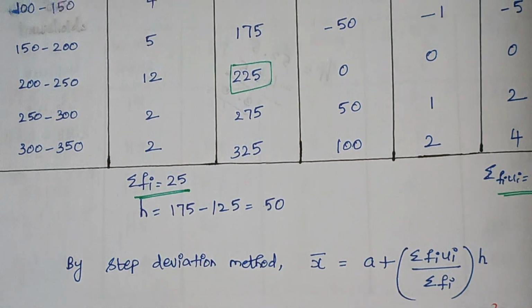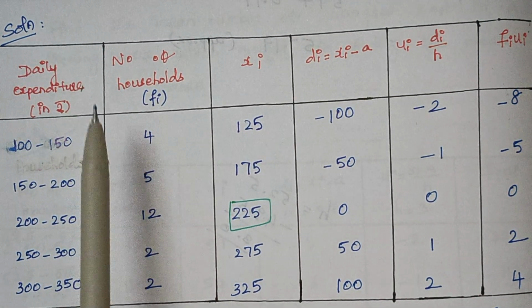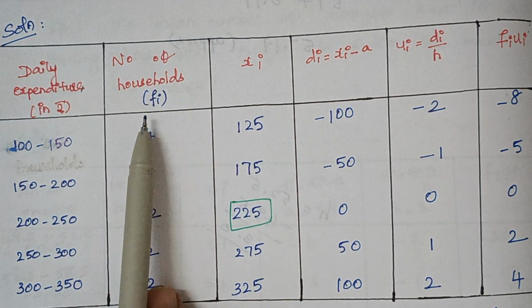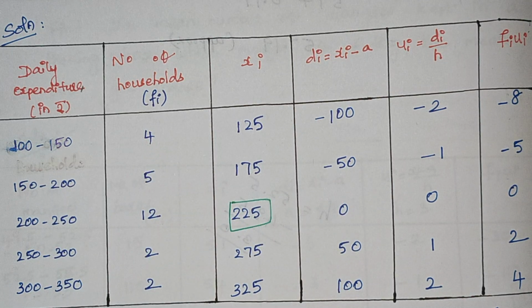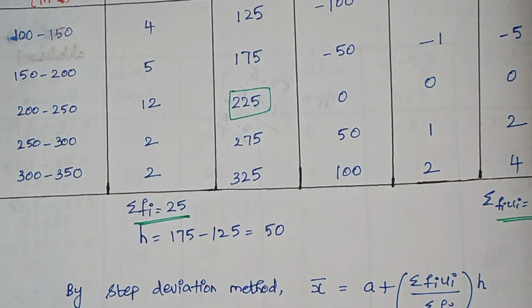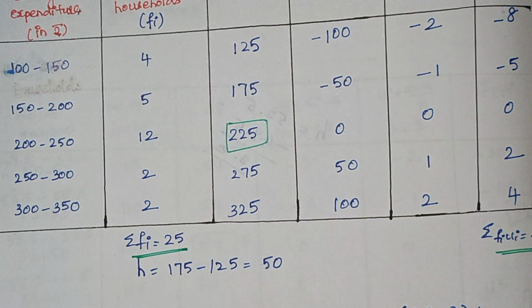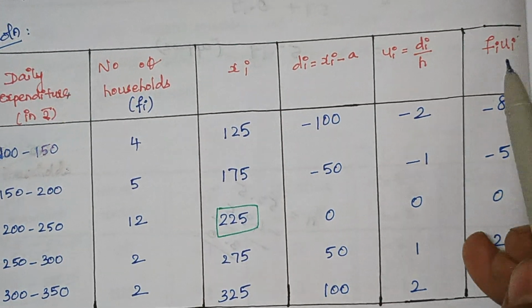What are the given data? The two columns given in the problem are daily expenditure in rupees and number of households, that is fi. The rest of the things we have to find by ourselves. What is the unknown thing here? We need to find ui, that is, summation of fi ui. So frame a column for fi ui.